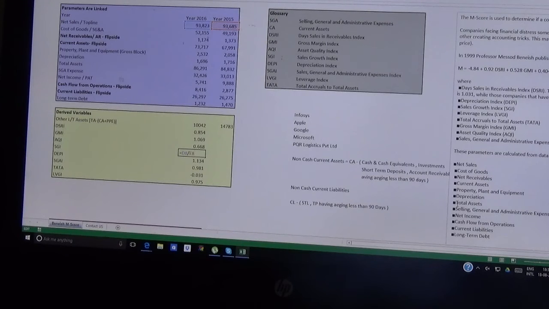Now these ratios are specific formulas. These formulas are given here. Let me repeat for you. Like DSRI: you have current asset, you have days sales in receivable index, you have gross margin index, you have asset quality index, you have sales growth index, you have depreciation index, you have selling general and administrative, which is known as SG&A, you have leverage index, you have total accruals to assets.